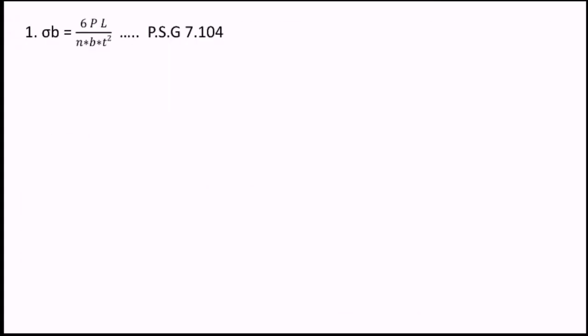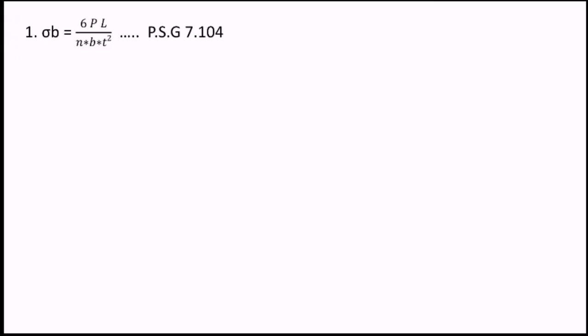From PSG 7.104 for a leaf spring, I have the relation sigma B is equal to 6PL divided by NBT square. There are two more relations for sigma B on the same page. So why I have used this relation? In the question we were given that the springs are pre-stressed. When the springs are pre-stressed, we will be using this relation as sigma B is equal to 6PL divided by NBT square, otherwise the later relation.